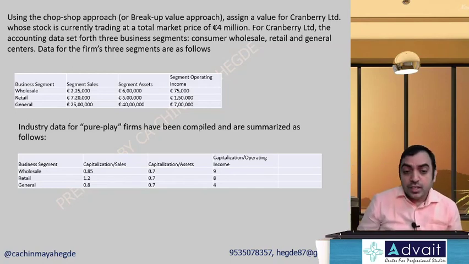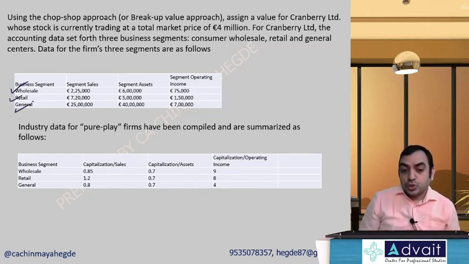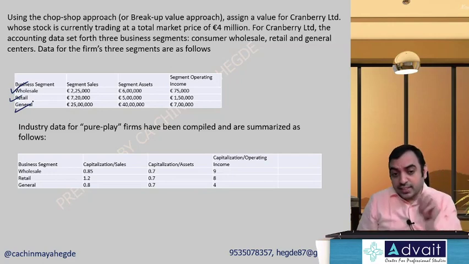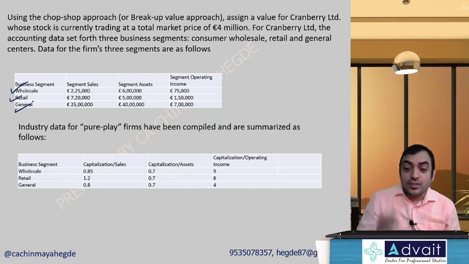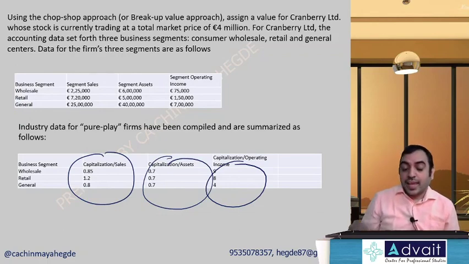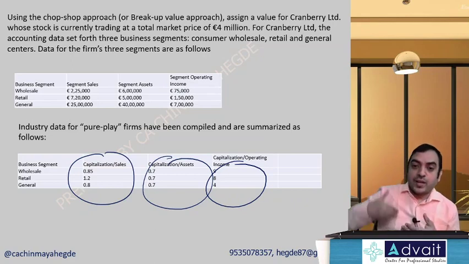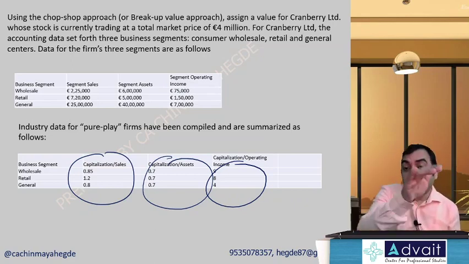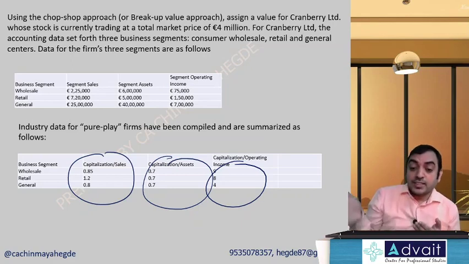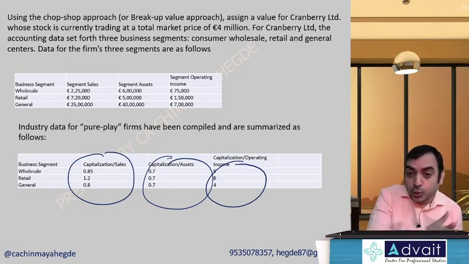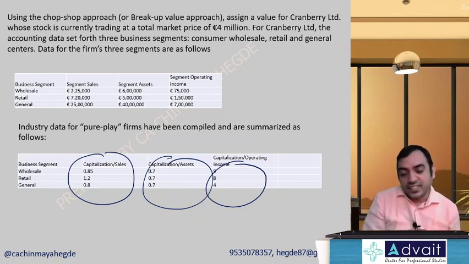Like in this problem, the company has three segments: wholesale, retail, general. So for the wholesale business, retail business, and general business, we compute the valuation separately. Then we can total it up. And one more layer is there in this problem: we have so many ratios given. Using capitalization to sales, we can compute the value of the business. Using capitalization to assets, we can also compute the value of the business. Using capitalization to operating income, we can also compute the value of the segment.